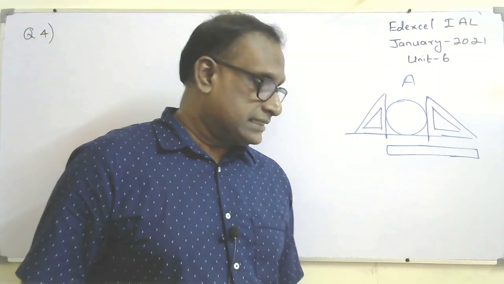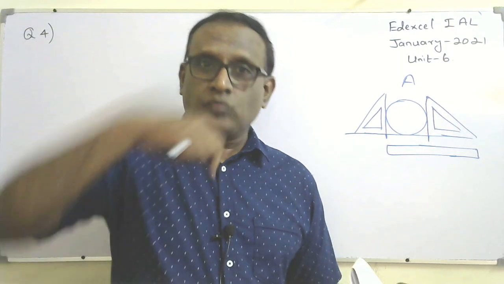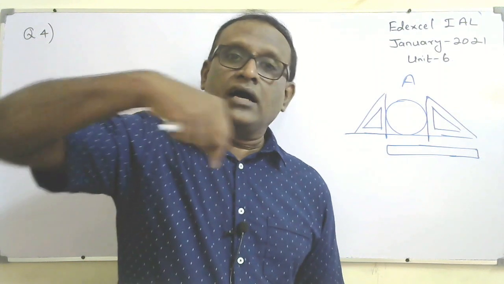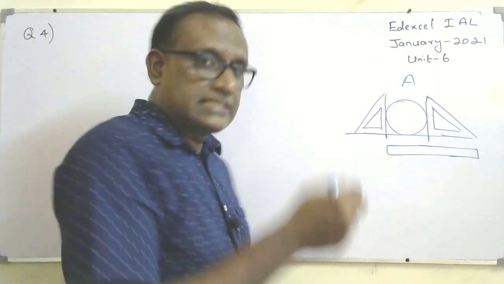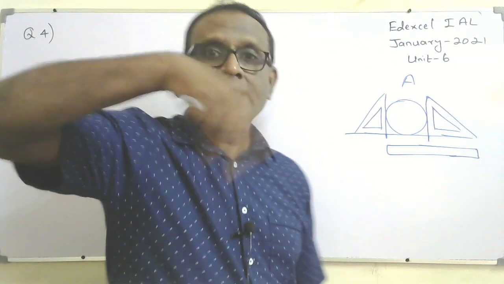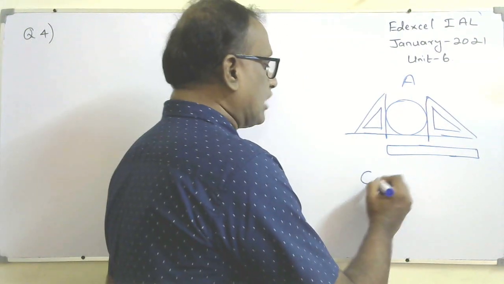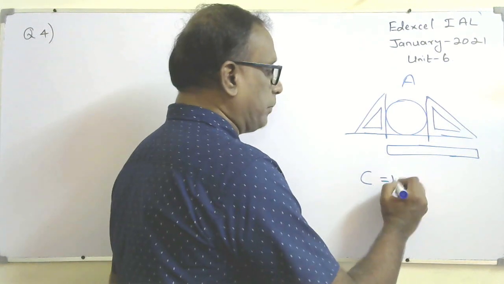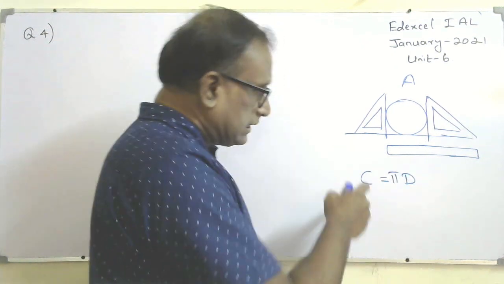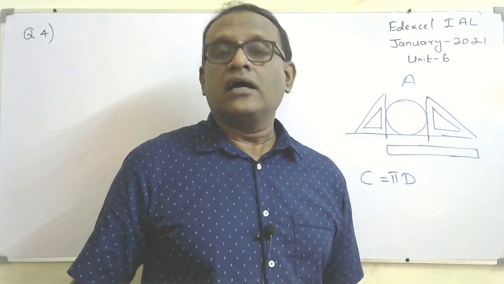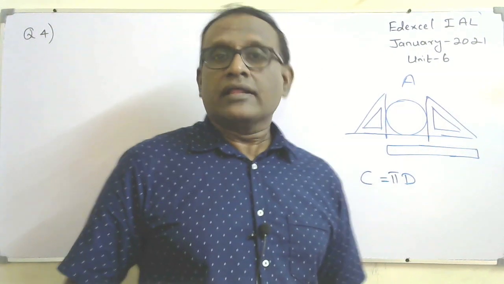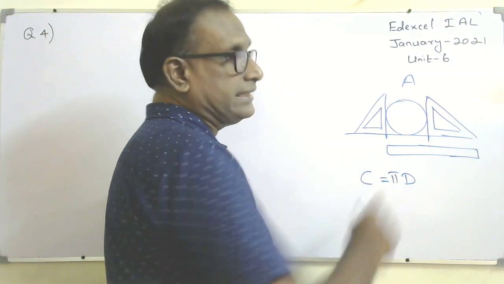Student B is suggesting he wants to use a string and wind it around the cylinder. So that will be the circumference. So the length of the string which is wound on the cylinder will be the circumference, that will be C equal to pi d. He wants to measure that length of the string, that is the circumference, by using a meter rule. Then he will divide it by pi, he will get the diameter.